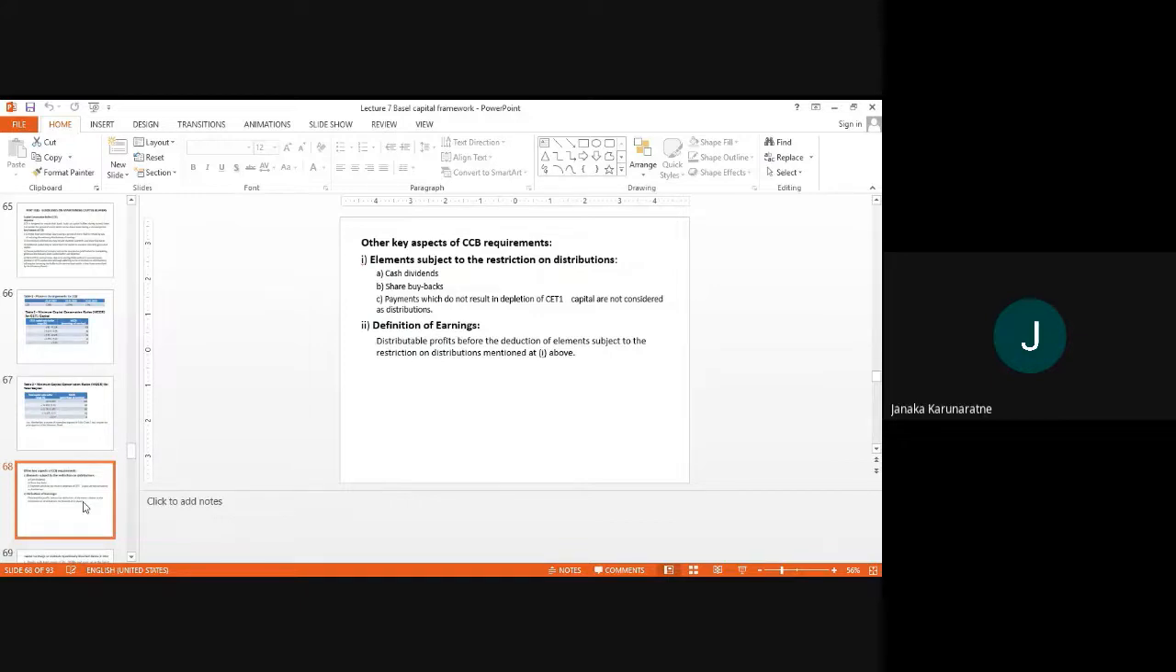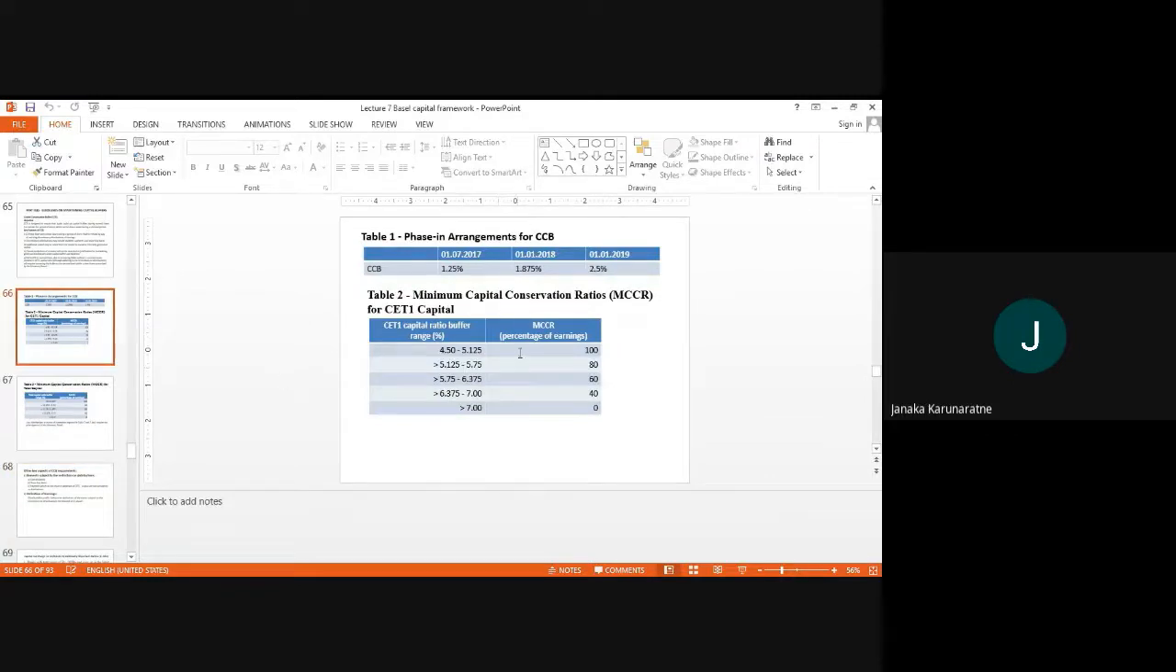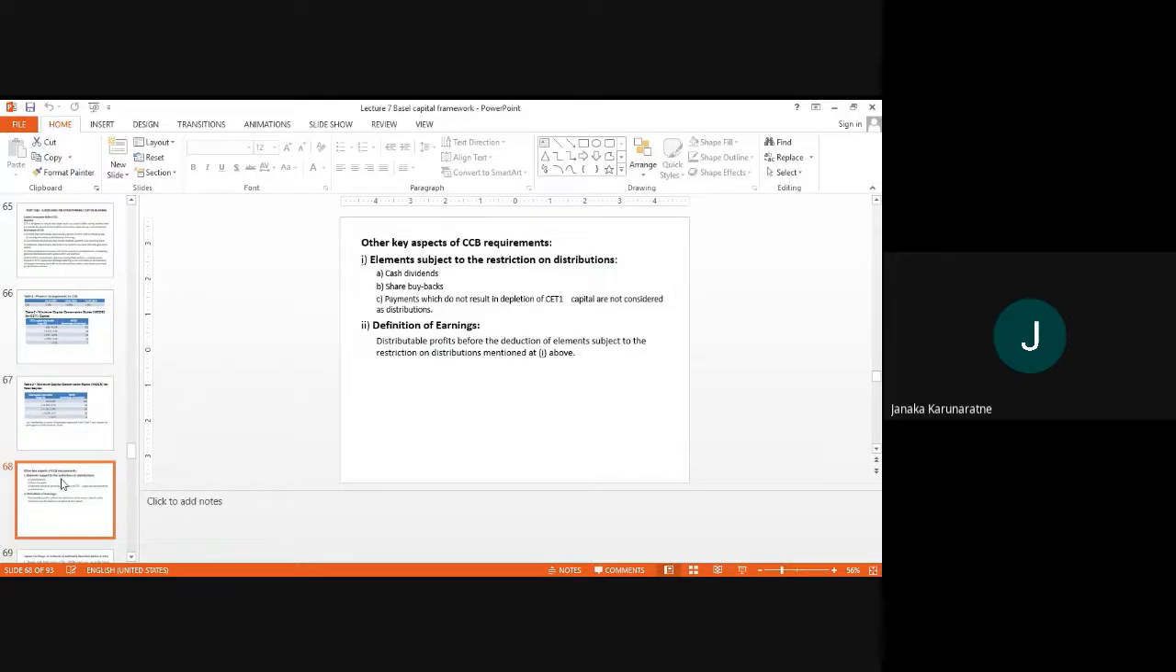These are the restrictions. You can't pay cash dividends, so cash dividends are subject to the limits. Now, if your ratio is like 4.7, you cannot pay anything at all. If your ratio is 5.6, you can only pay 20%. Then there are share buybacks. You can do these only subject to that limit. Payments which do not result in depletion of CET1 capital are not considered distributions. So anything that does not result in depletion of CET1 is exempted, but cash dividends, share buybacks, and anything else resulting in CET1 depletion are subject to this restriction.